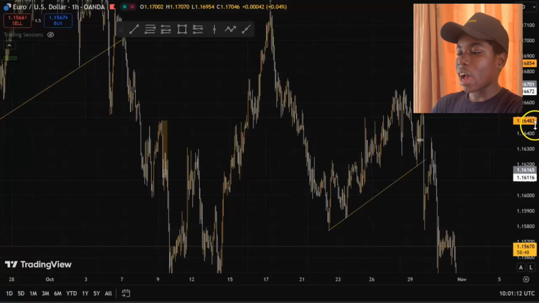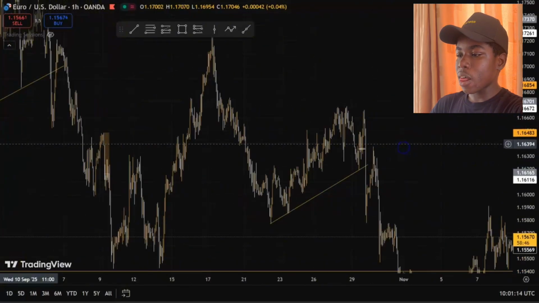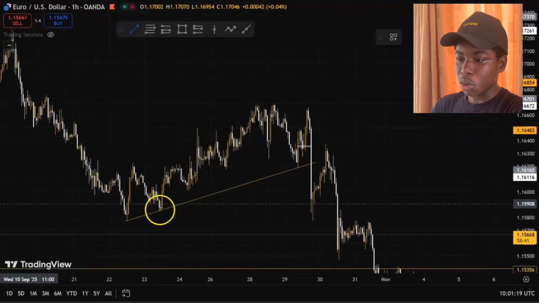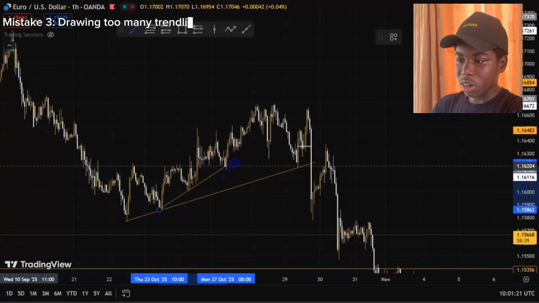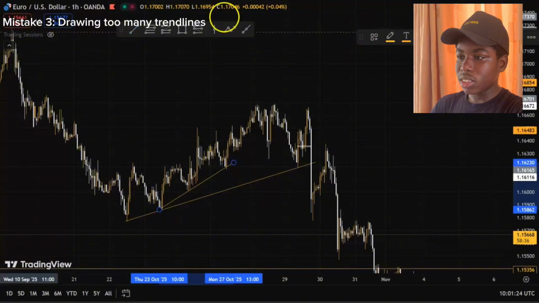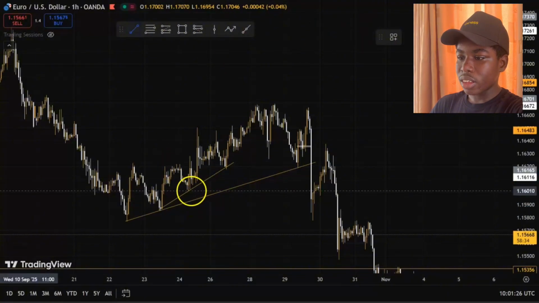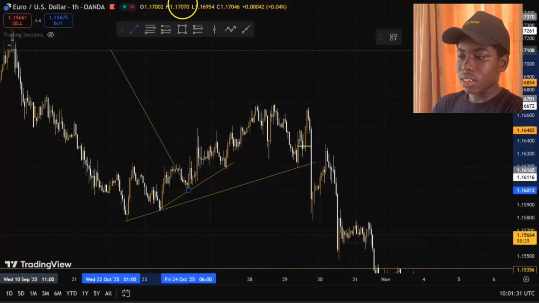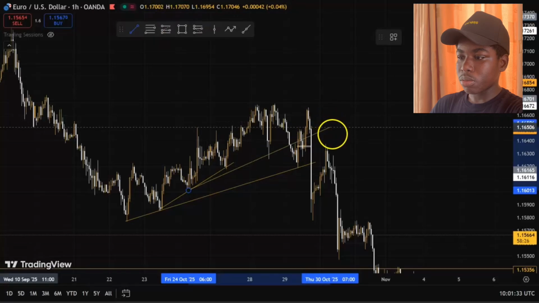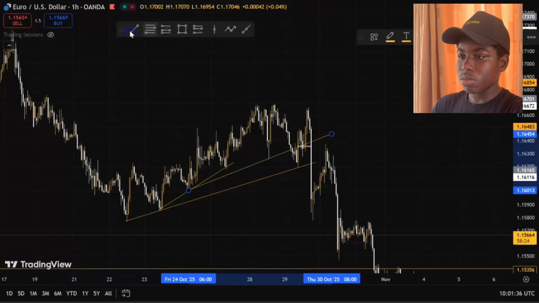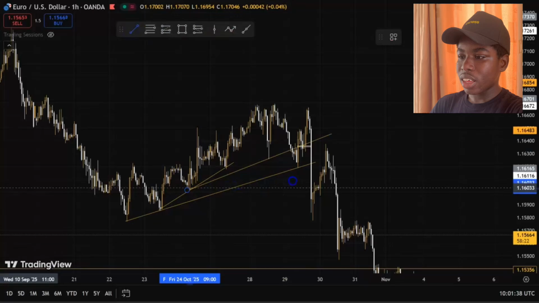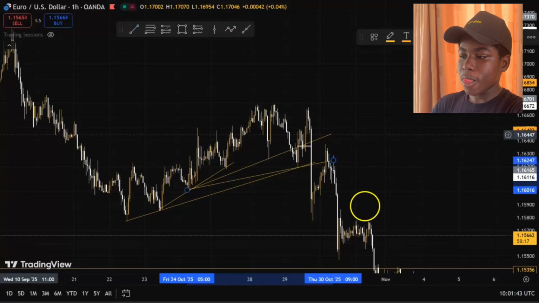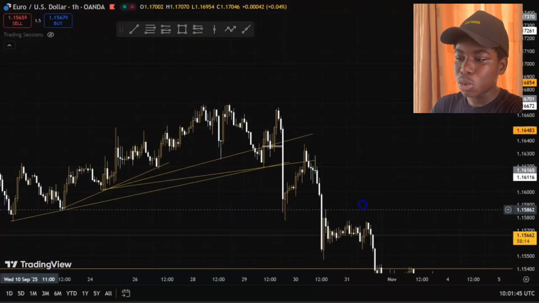So the third thing that other beginners also make is that they mess up their chart with trend lines. So you see one trend line here, draw like this, see one trend line here, draw like this. See one trend line here, draw like this. And frankly, this makes the chart look so messy.